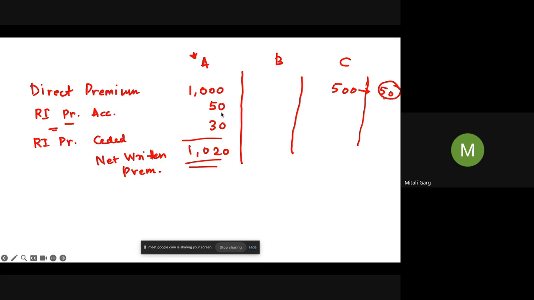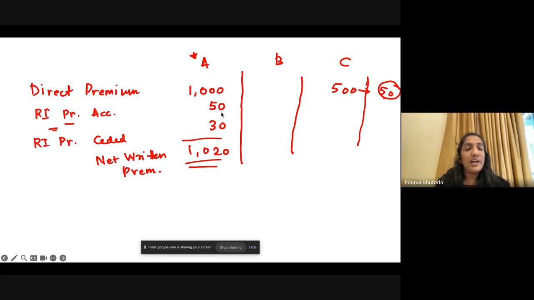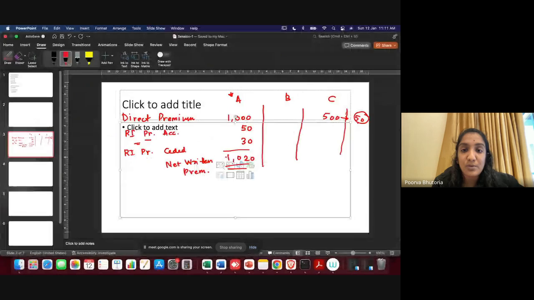Similarly, we have also decided, okay, I don't want to keep the entire risk with myself. I want to give away some premium. I want to give away some risk. And for that, we'll have to cede some premium to another company. And I've decided, okay, I will give 30 rupees worth of premium. So what's left with me, which is the net written premium, is 1000 plus 50 minus 30. So the net risk that we have on our business is 1020, which is also known as the net written premium.